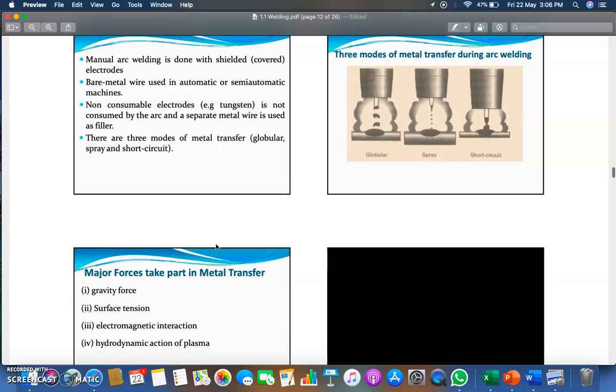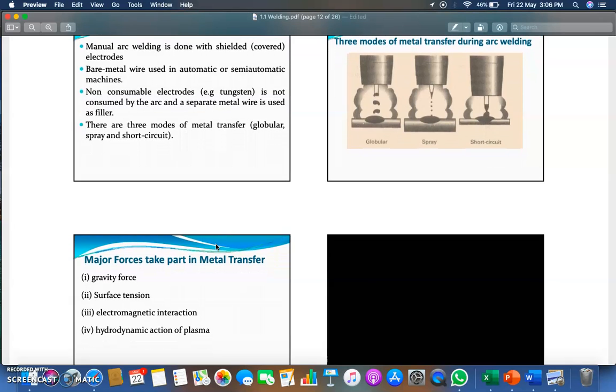Now let's discuss the major forces that take part in metal transfer during arc welding. First is the gravity force, second is surface tension, third is electromagnetic interaction, and fourth is the hydrodynamic action of plasma, depending on which kind of electric arc welding process you are going to use. These are the major forces in metal transfer. I am stopping here for the electric arc welding basics.